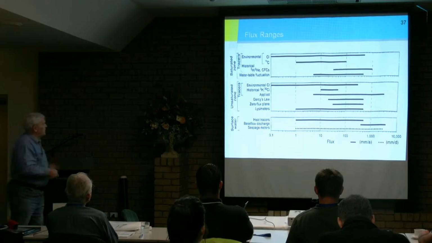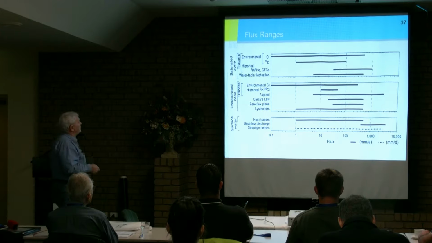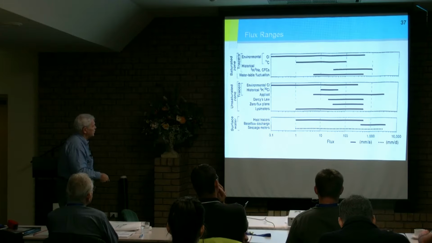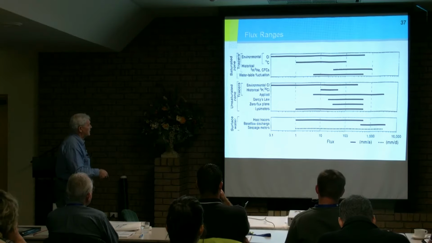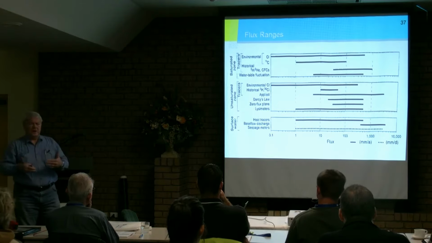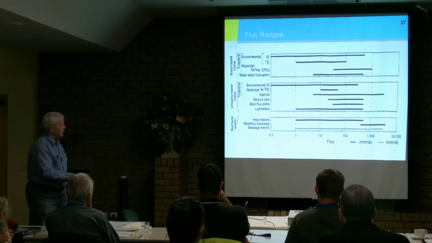Now the flux ranges in which these different types are used: in the saturated zone we can take from fairly small flows right through. For the unsaturated zone, this just gives an indication of where the particular types are required, and flux is just a rate of flow.